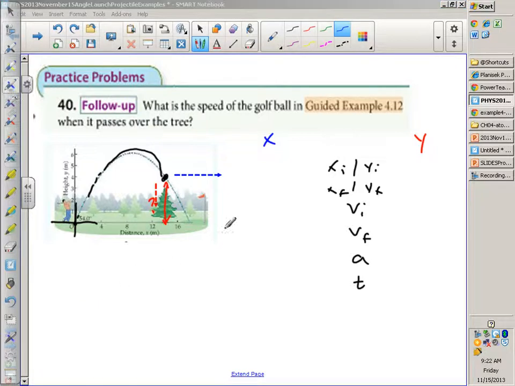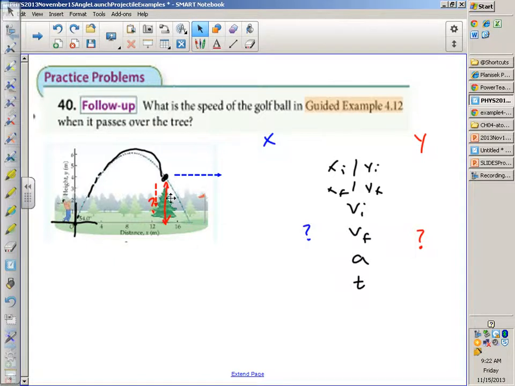If we want to know the speed of the golf ball at this point in time when it passes over the tree, we actually have to know two things. What do we need to know? We need to know this, right? And we need to know this. What are the speeds, both horizontally and vertically, at that moment in time? Because then we take those two arrows and we find the resultant, and that will be the actual speed. But before we find the resultant, we got to know the two individual speeds, the horizontal and vertical.